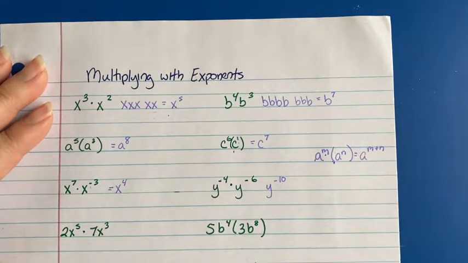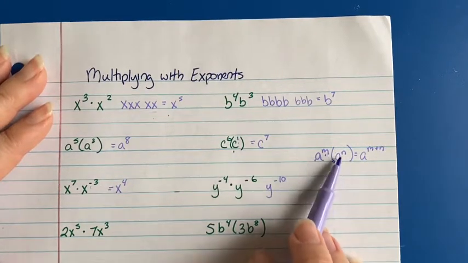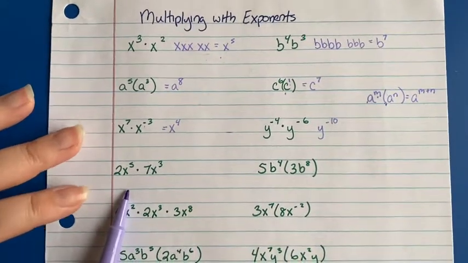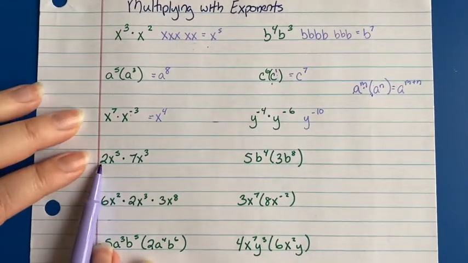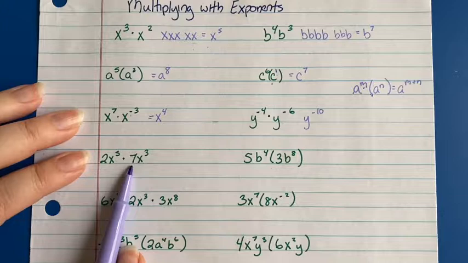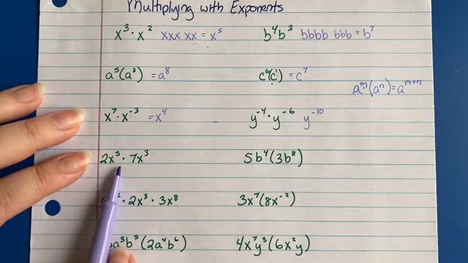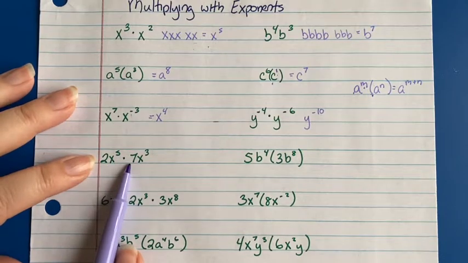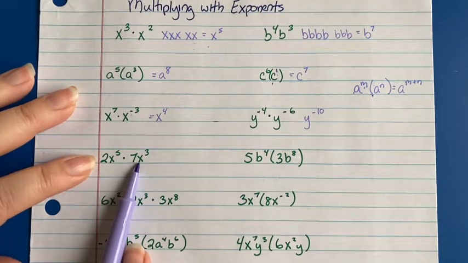Okay, that's the generic formula for multiplying with exponents. And like I said, this applies even if they are negative exponents. Okay, over here, we're mixing it up a little bit. I've got some whole numbers out front. We've got 2 times 7 and x to the 5th times x to the 3rd.